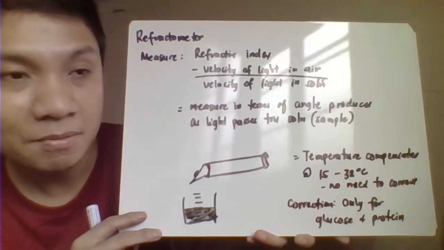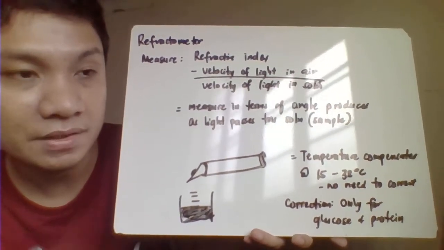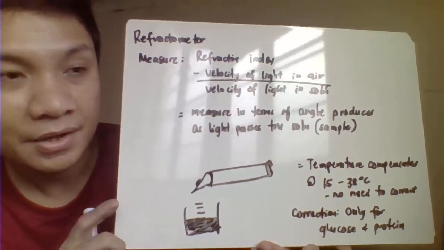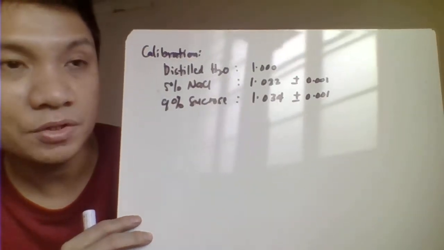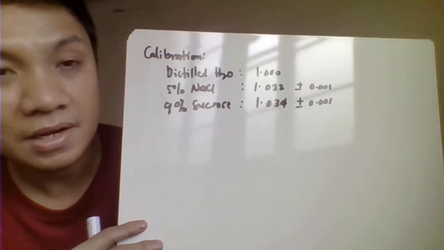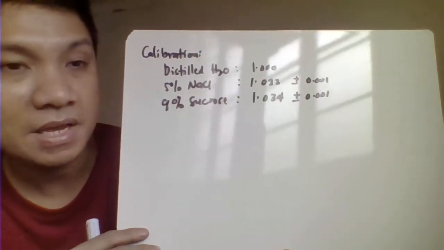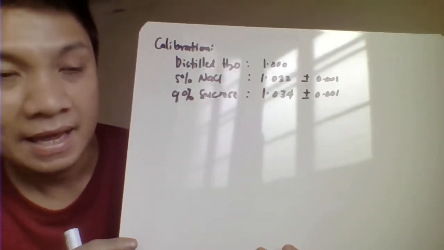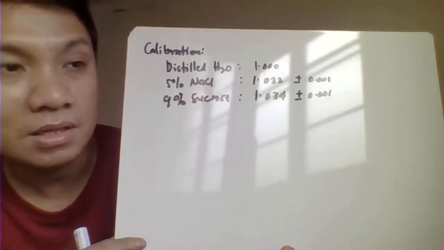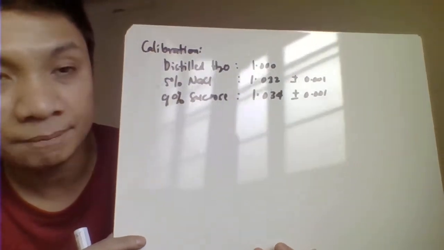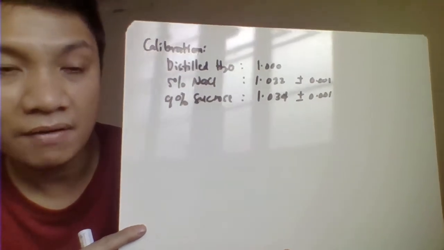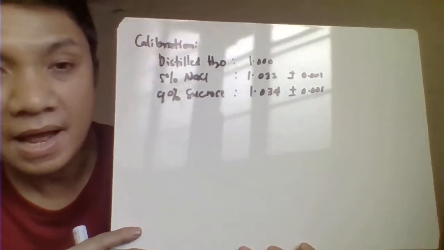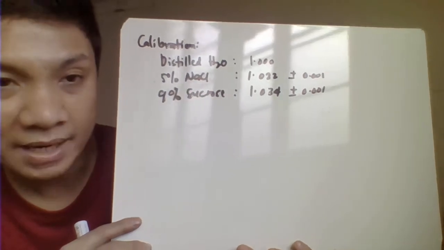Okay, so again, tries to measure specific gravity here. So all you need to do is first calibrate your instrument. For the calibration, pwede kang gumamit ng distilled water. And dapat ang specific gravity reading mo should be 1.000. Another calibrating medium na pwede natin gamitin would be the 5% sodium chloride. And it should have a reading of 1.022 plus or minus 0.001. Again, you could also have your 9% sucrose, and you should have a reading of 1.034 plus or minus 0.001.